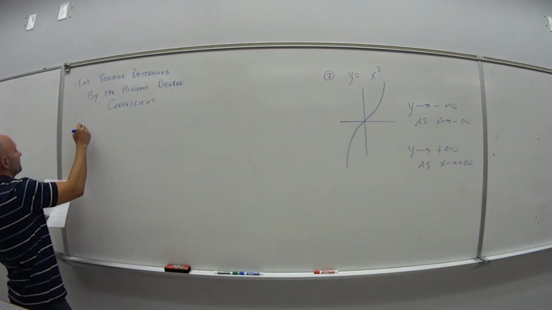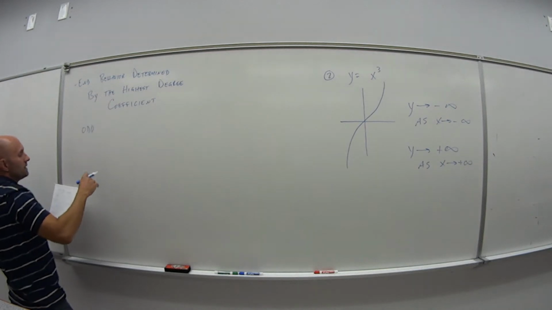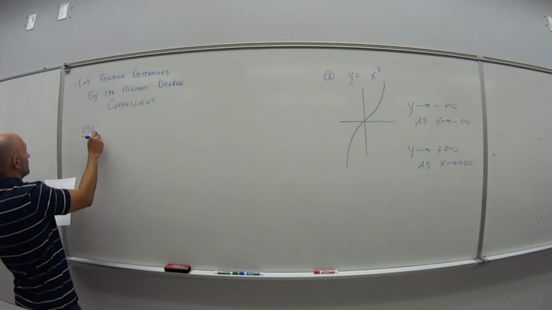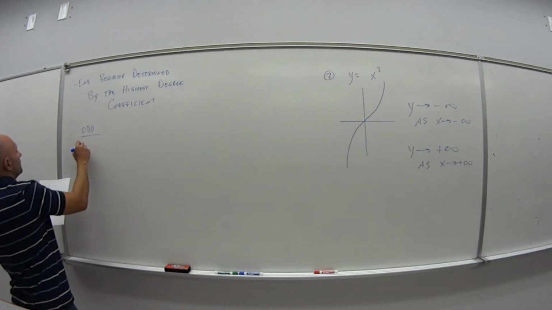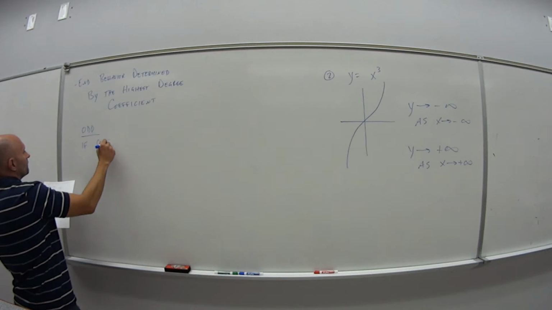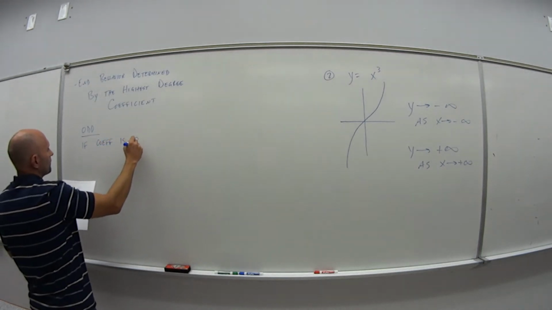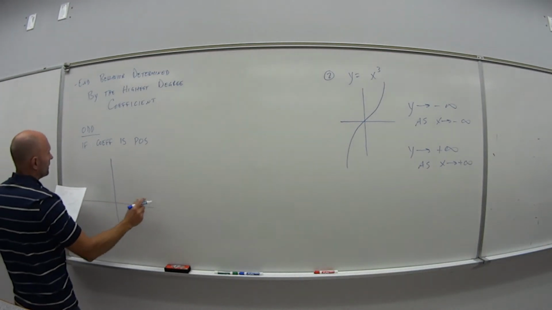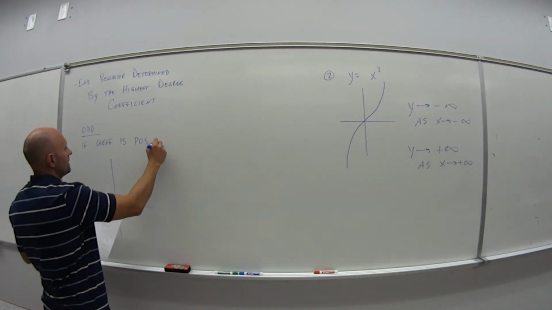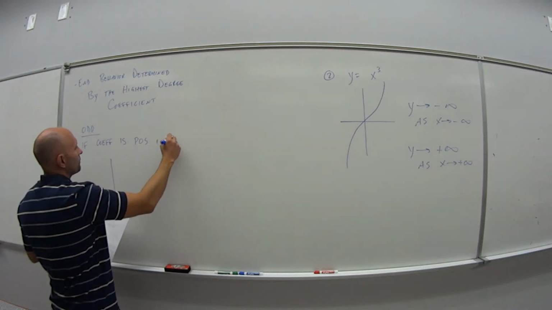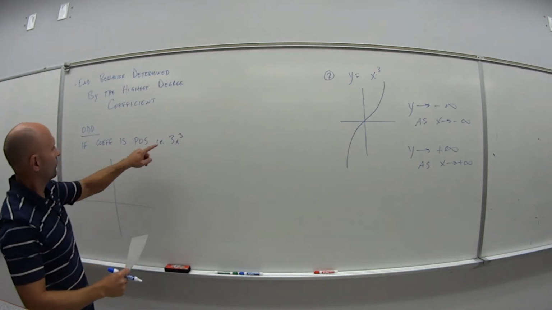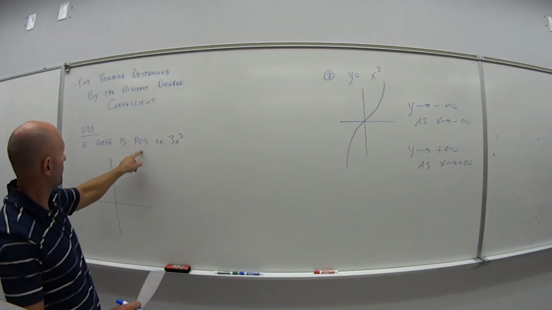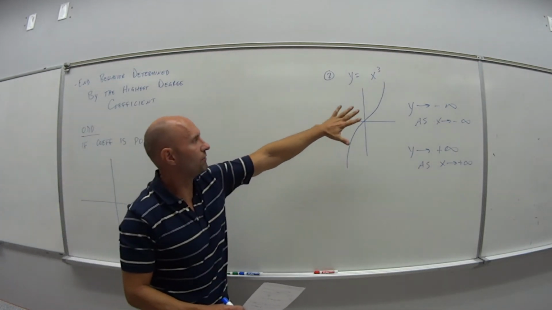So if it's an odd degree, so again, x to the third, x to the fifth, x to the seventh, if the coefficient is positive, then our graph, i.e. 3x to the third. So the coefficient of x to the third, the degree is odd, the coefficient is positive, so it's going to have this shape here.